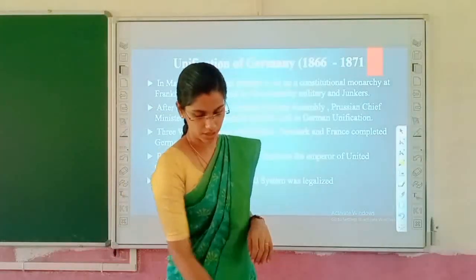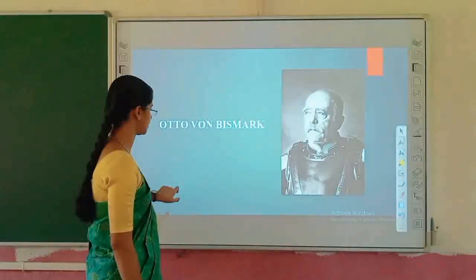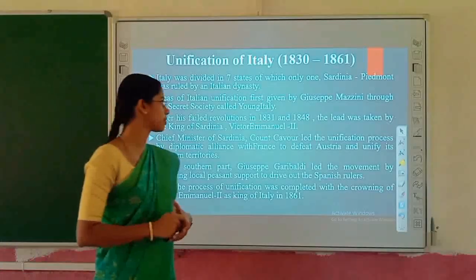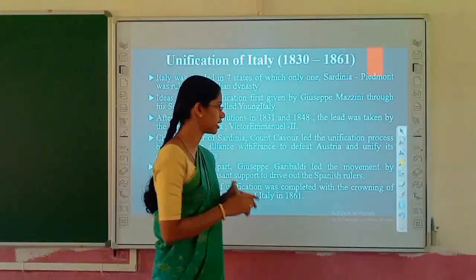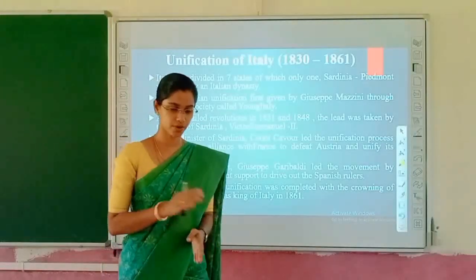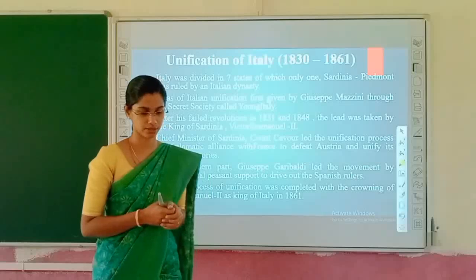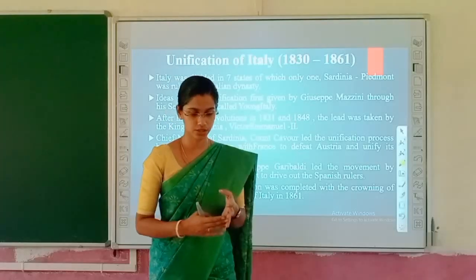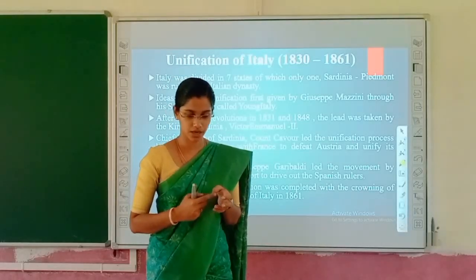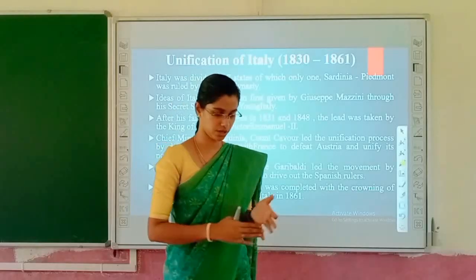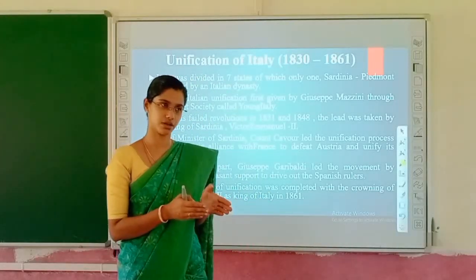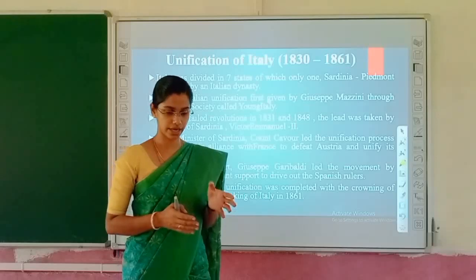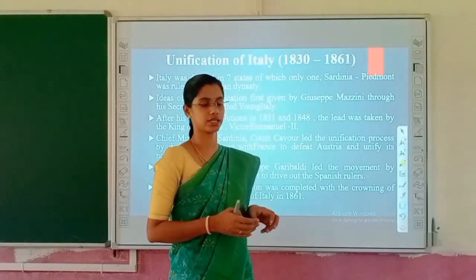Then we discuss the unification process of Italy, that is in the years 1830 to 1861. Firstly, we discuss the conditions before unification. One of the main problems at that time was fragmentation into several political units, each under a different authority. And the Italians were scattered over several dynastic states, as well as the multinational Habsburg empire.